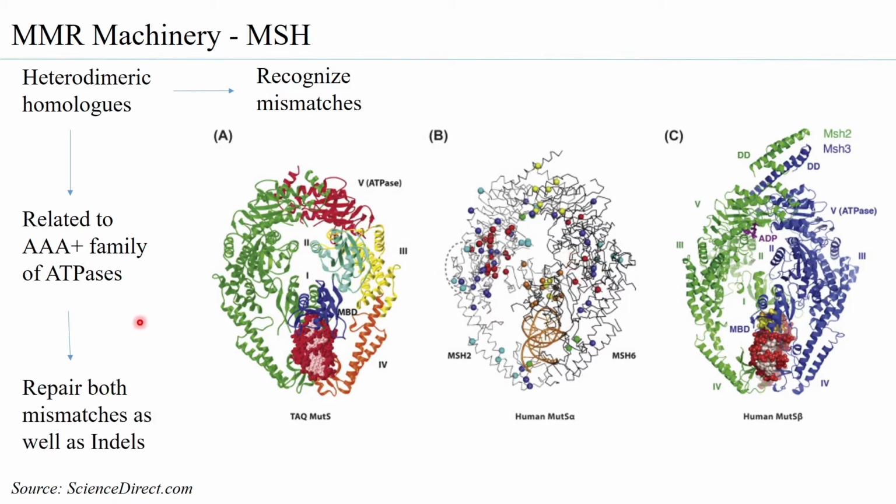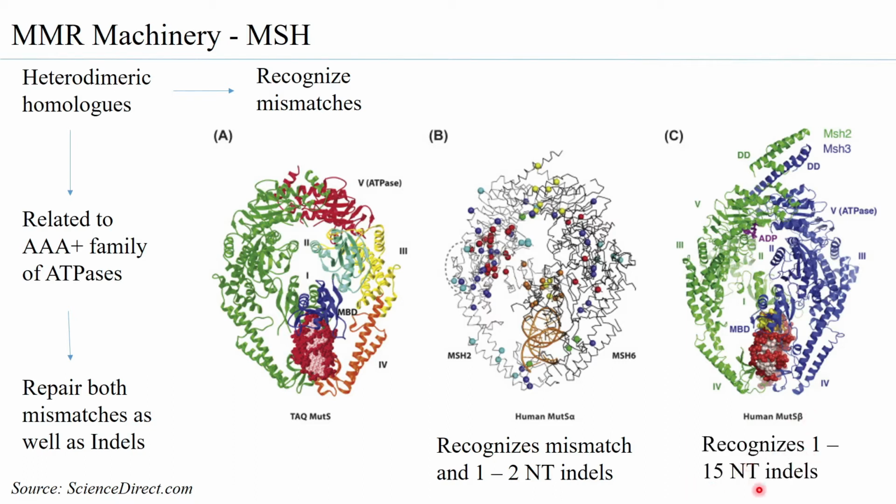Now, what is very important to note is that you have the MMR repairing both mismatches as well as indels. So MutS alpha is able to recognize mismatches, that is single base pair mismatches, and 1 to 2 nucleotide insertions or deletions. But the human MutS beta, or even the yeast MutS beta, is able to recognize 1 to 15 nucleotide insertions and deletions. So lesions that are because of insertions and deletions are also recognized by the MMR or the MSH homologs.